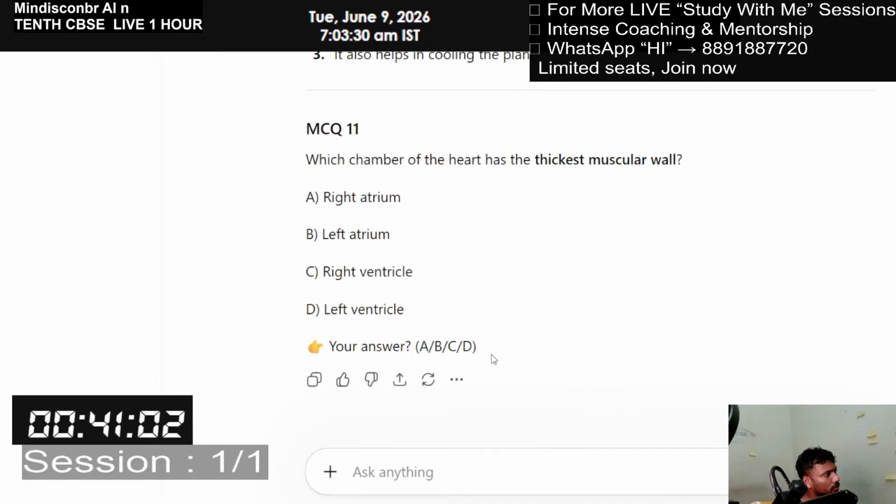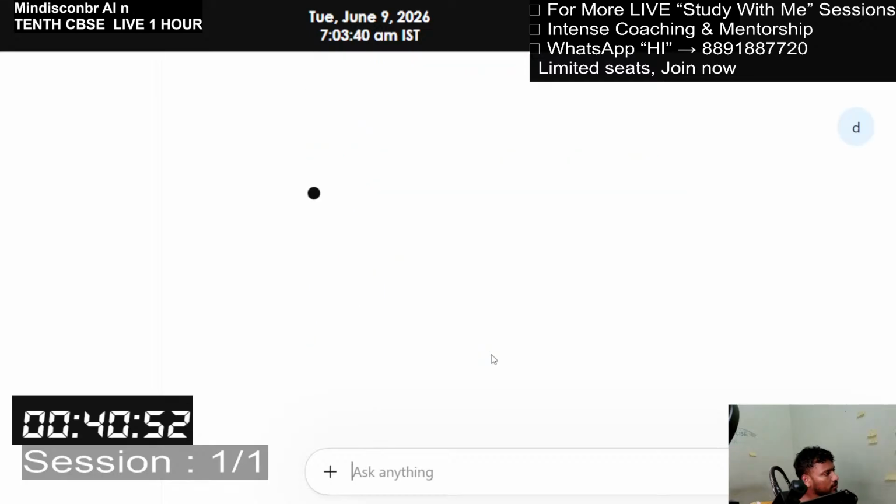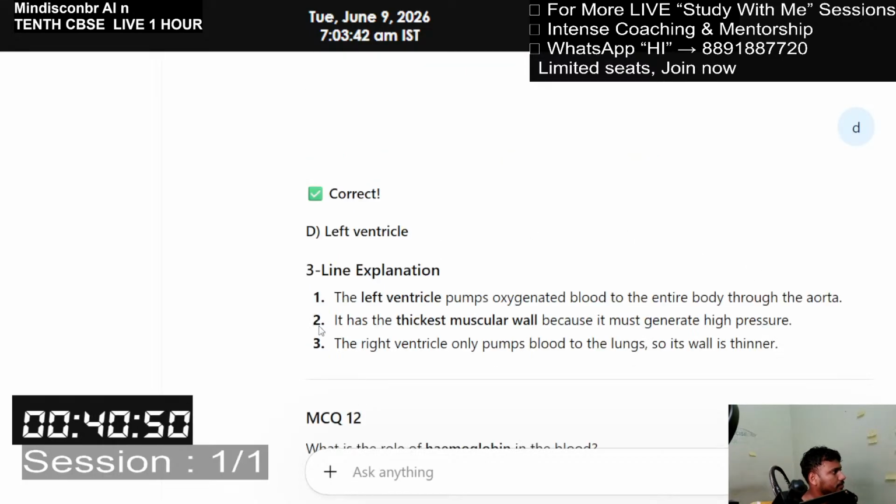Which chamber of the heart has the thickest muscular wall? Left ventricle. The left ventricle pumps oxygenated blood to the entire body through the aorta. It has the thickest muscular wall because it must generate high pressure. The right ventricle only pumps blood to the lungs, so its wall is thinner.